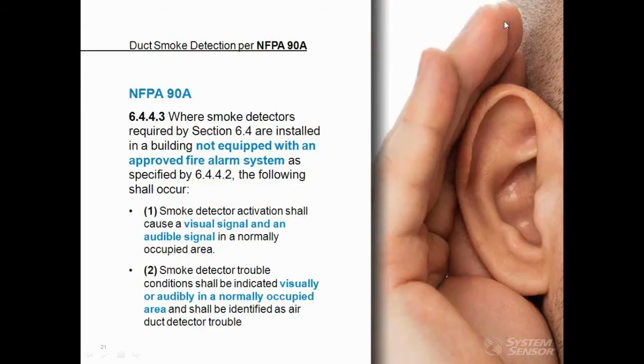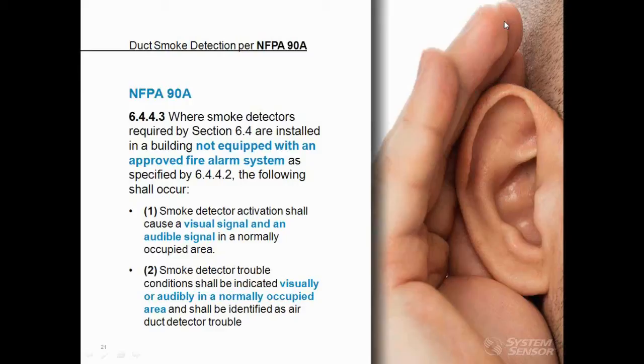Here we will look at cases where there is not an installed fire alarm system. In this situation, the duct smoke detector must cause both a visual and an audible signal in a normally occupied area when activated during an alarm condition. If it were activating for a trouble condition, you would have to have either an audible or a visible signal. And this requirement in NFPA 98 is consistent with what is required per the International Mechanical Code.